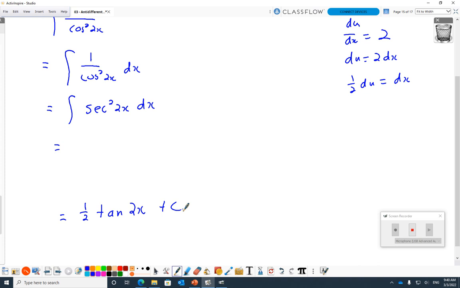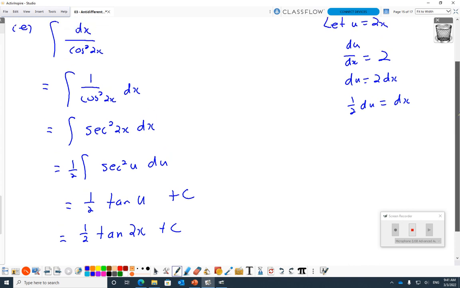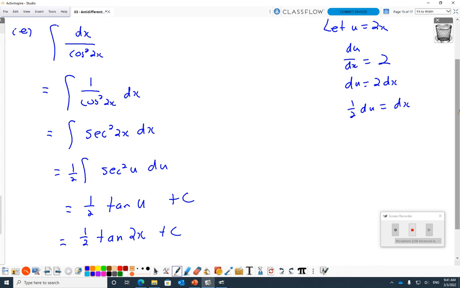Here's practicing it. Secant squared 2x stays there. And so I go integral secant squared u, and then dx is 1/2 du. And so then I get 1/2 tan u plus c, and then I put the u back in. Okay? I tried to do 2 methods at once there, I hope I didn't confuse you. Yes, I can do the u substitution, but there are times when that inside is pretty simple that maybe I could do it without the u substitution.